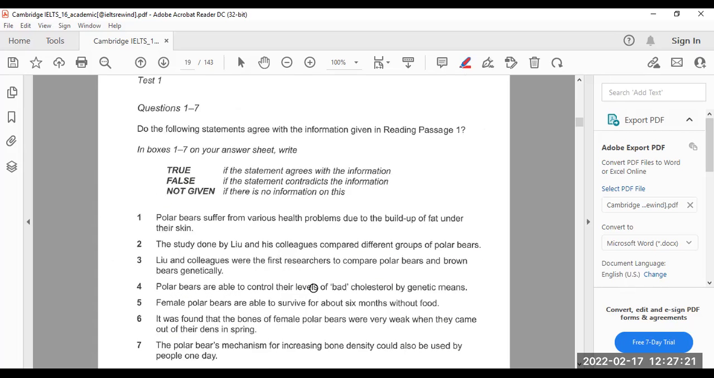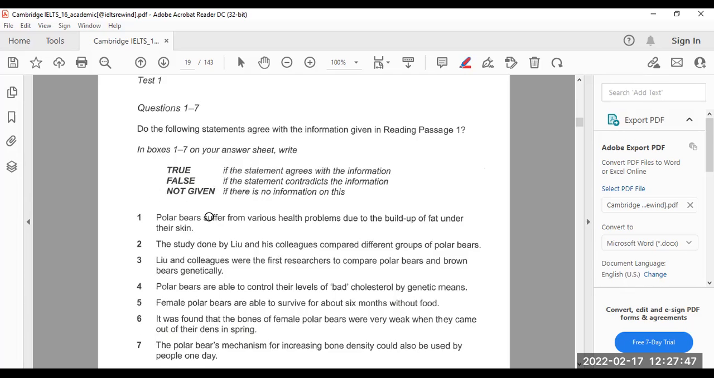For questions 1 to 7, I have to find whether the following statements agree with the information given in the reading passage. If the statement agrees with the information, it is going to be true. If the statement contradicts the information, it is false. If there is no information on this, I will say not given.